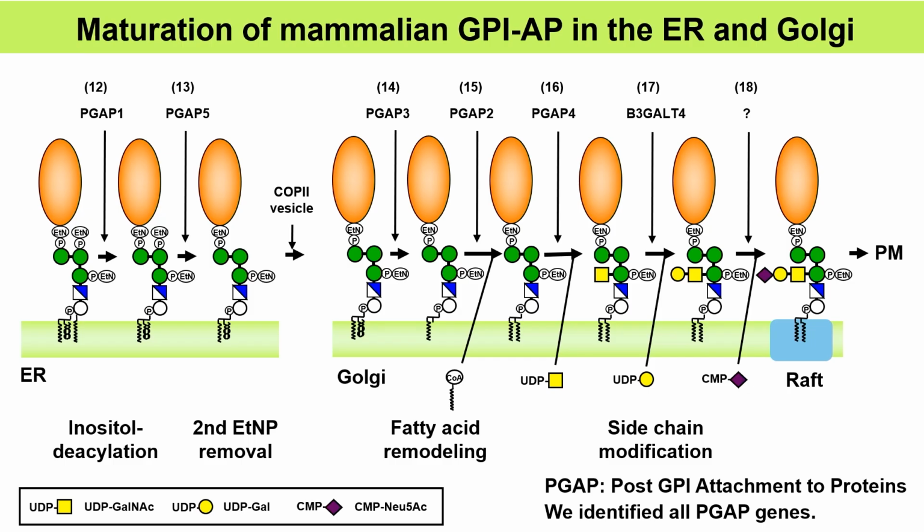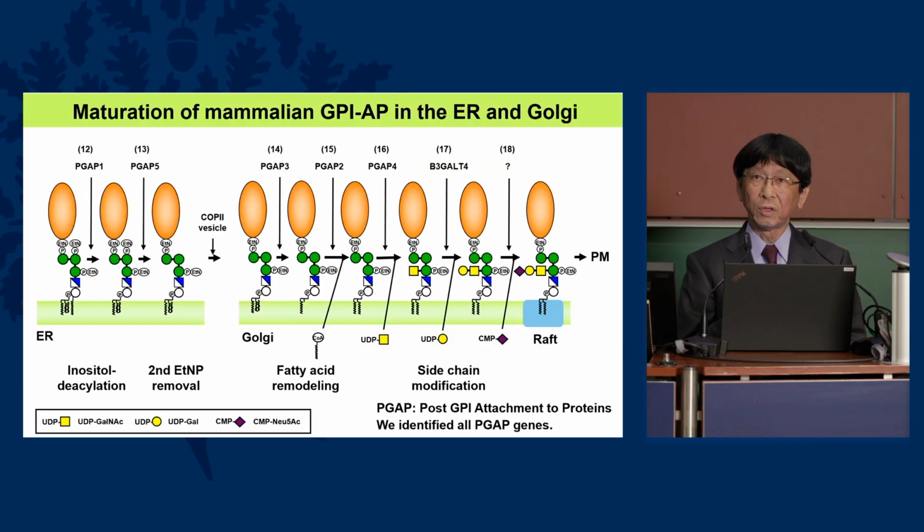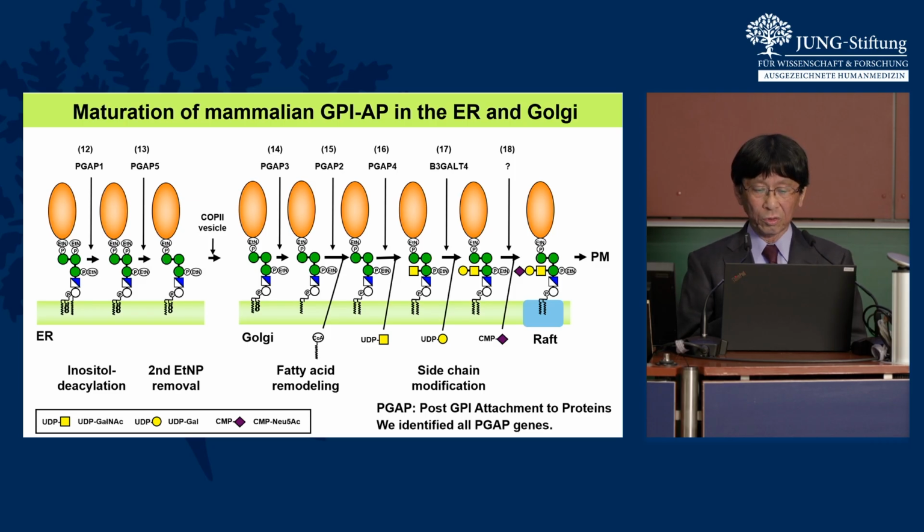Then the ethanolamine phosphate attached to the second mannose is removed by the PGAP5 enzyme. These structural changes are critical for the efficient transport of GPI-anchored proteins from the ER to the Golgi by the COPII-coated transport vesicles. And in the Golgi, fatty acid remodeling and side chain modification occur.